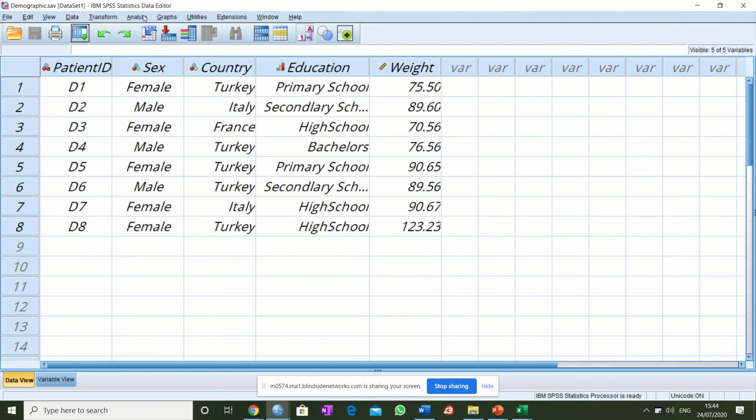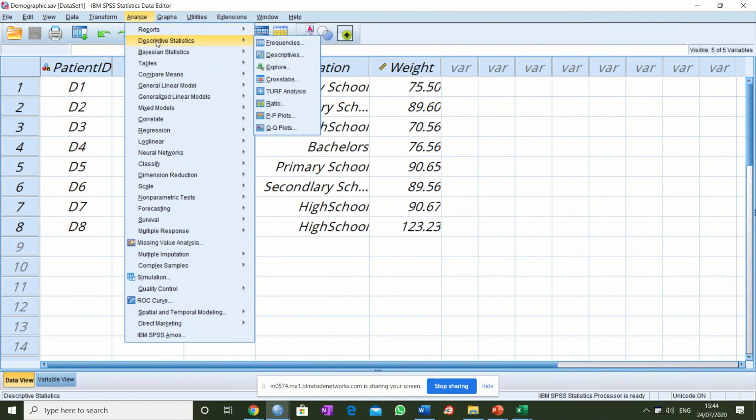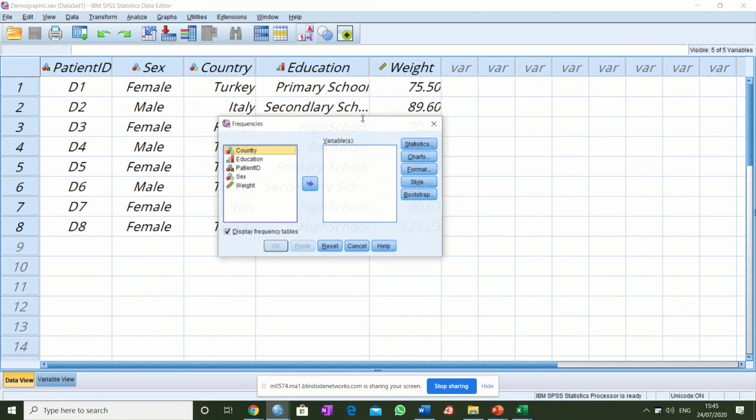So how? Analyze, descriptive statistics, and frequencies. So you have to know this way. Descriptive statistics is about defining data, how many of them there are, and percentages, mean, median, mode, and maybe graphics. So describing them. This is describing in statistics. We are describing them. We are counting them. So here, frequencies. I'm going to count all of them.